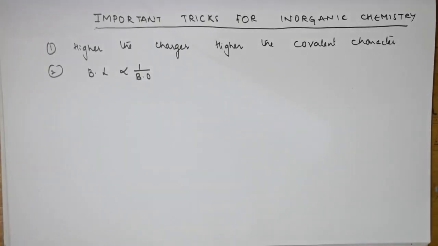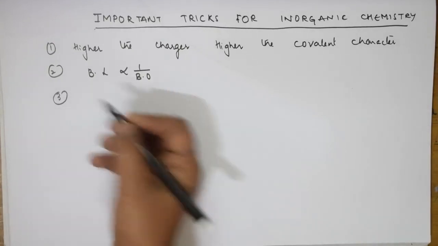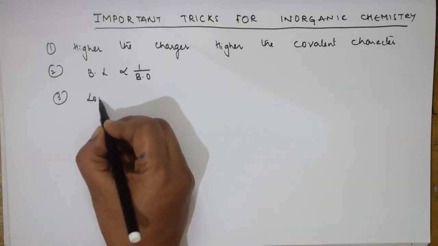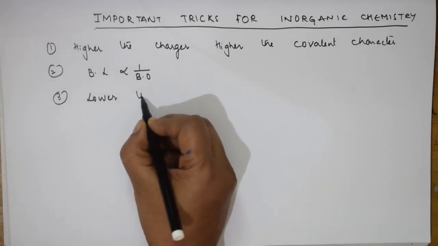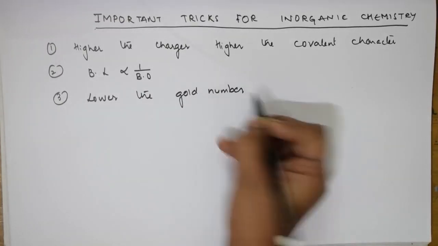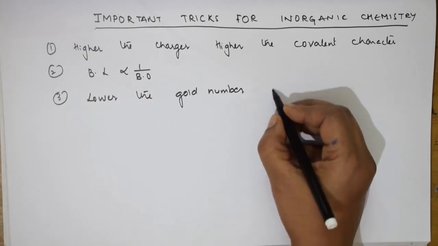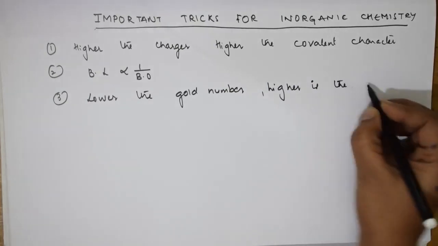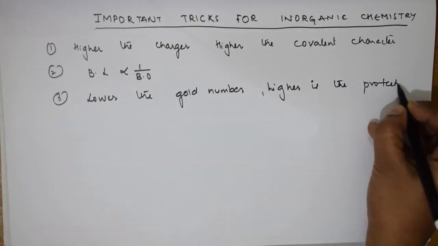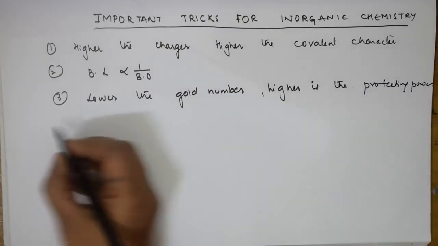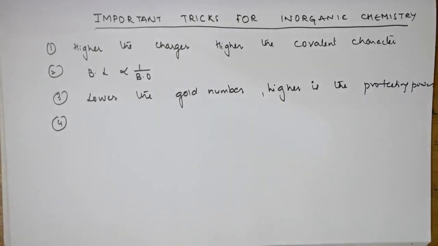Remember this. Yes. Now, the third important thing which I would wish to discuss is very important for the gold number concept. If you have a gold number question, lower the gold number, higher is the protecting power, right? I'm just giving you the tricks. This is important. Next important concept which you should remember.